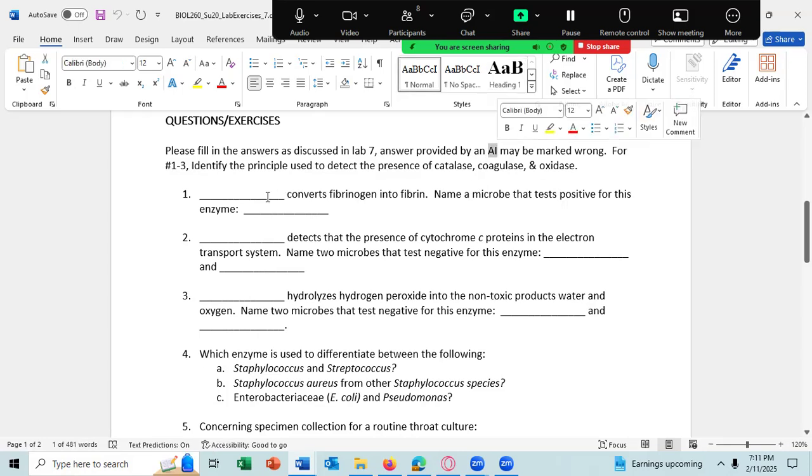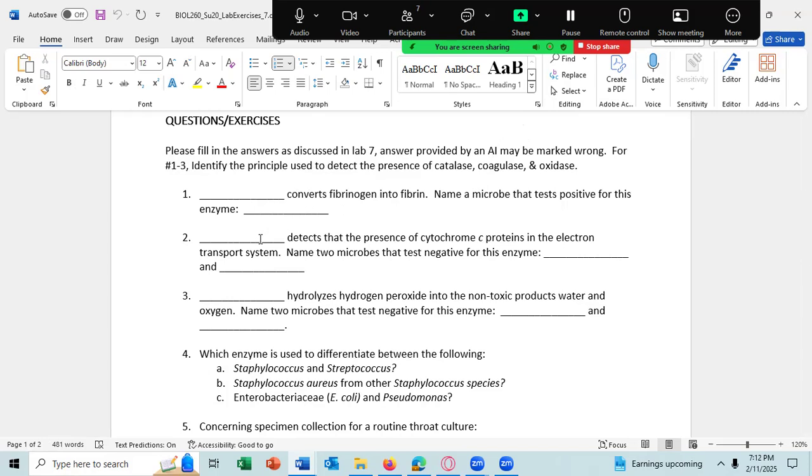Okay. So for question 1, which enzyme converts fibrinogen into fibrin? And then that's 1A. For 1B, name a microbe that tests positive for this enzyme. For question 2A, which enzyme detects the presence of cytochrome C oxidase in the electron transport system? And then for 2B, name 2 microbes that test negative for this enzyme. You can either give a species or the family name here.